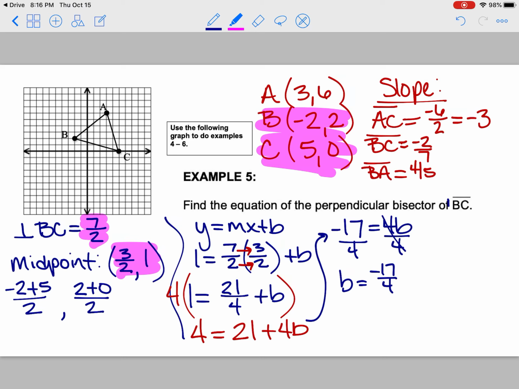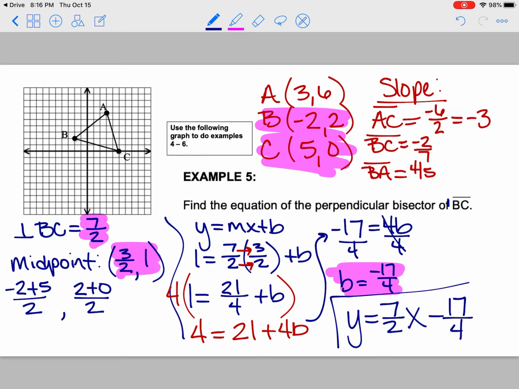So now I have the two things I need. I have my slope of 7/2, and I now have my y-intercept of negative 17 over 4. So let's write our final equation. y equals 7/2 x minus 17 over 4.